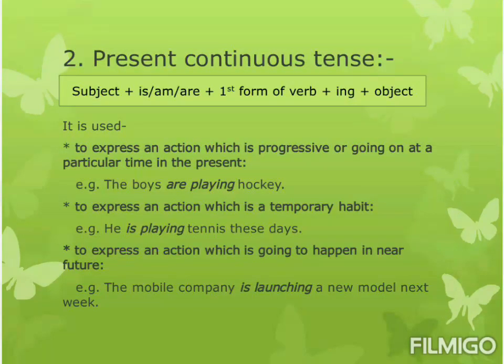The next is present continuous tense. It is used to express an action which is progressive or going on at a particular time in the present. The boys are playing hockey. I am singing a song. With I, we use am. Singular is, plural are. They are, we are, the children are. The boys are playing hockey. I am reading a newspaper.